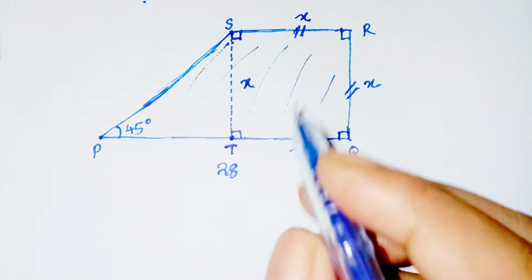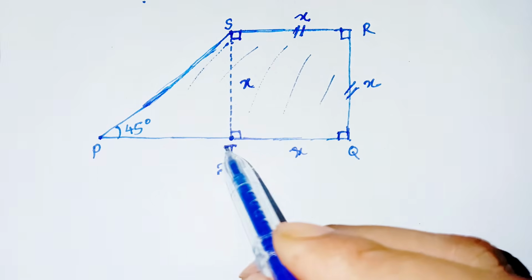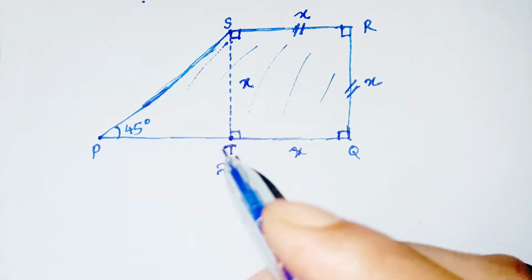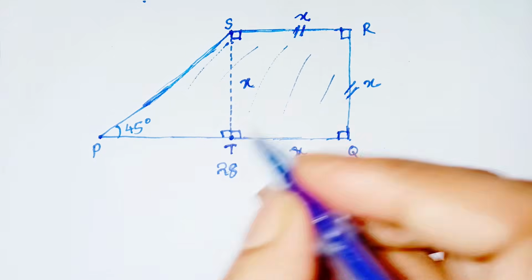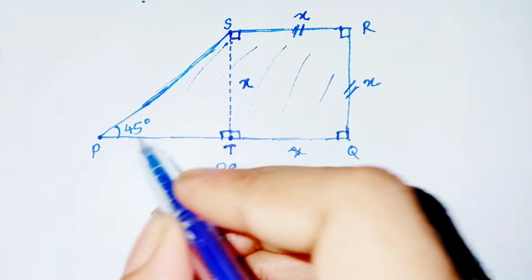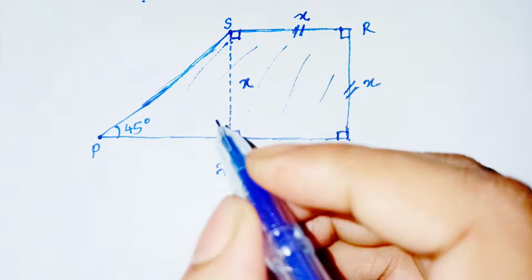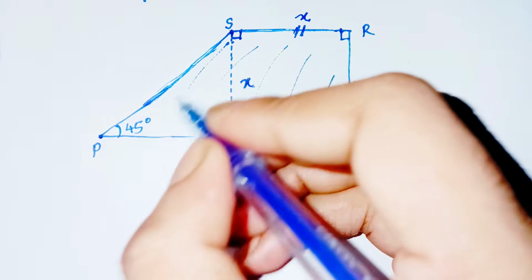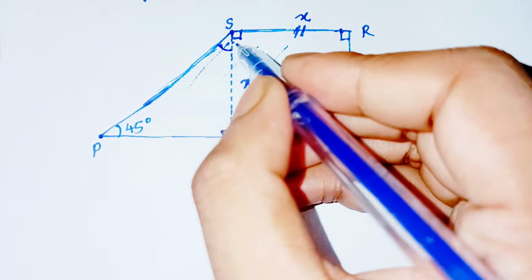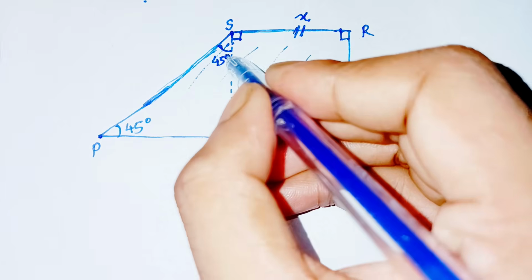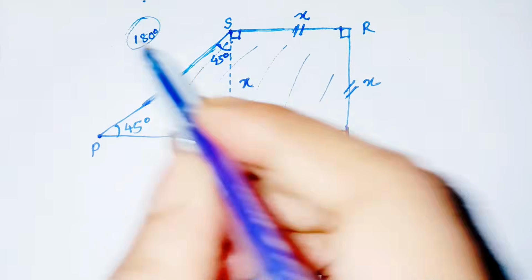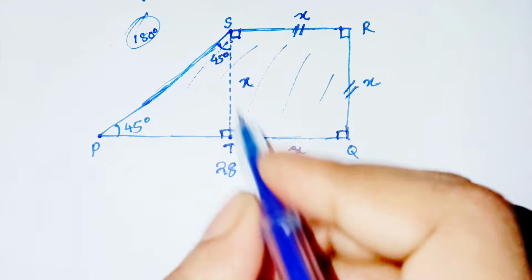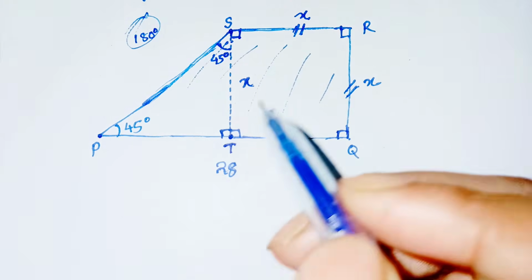Now let's turn our attention to the triangle PTS. This is a right triangle because ST is perpendicular to PQ. We also know that the angle at P is 45 degrees. A right triangle with one acute angle of 45 degrees must have its other acute angle equal to 45 degrees as well, because the angles of a triangle add up to 180 degrees. So, triangle PTS is a 45-45-90 triangle.